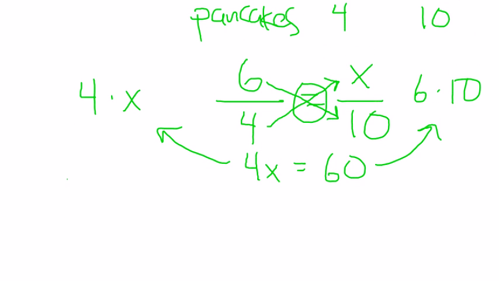Now, what does this tell me? If we read this in English, this says 4 times some number is equal to 60. So you can ask yourself one of 2 things. One, what number can I multiply 4 by to get 60? Or I could also do this.